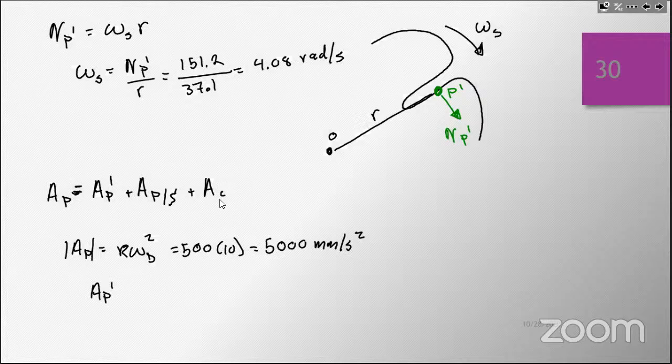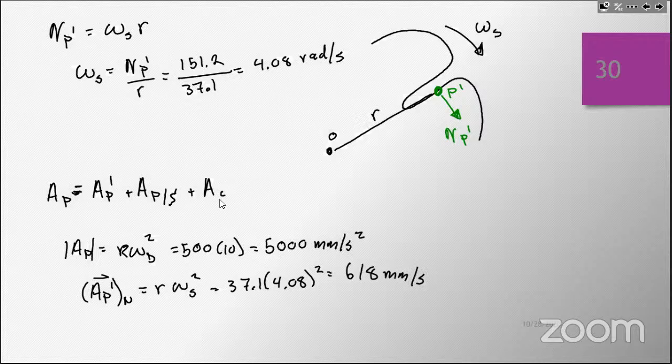We can talk about AP prime. This is going to have a normal component, which is r times omega s squared, which is 37.1 times 4.08 squared, which is 618 millimeters per second squared. There's also going to be a tangential component. The tangential component is what we need. We're going to end up picking up our alpha term that we need to solve for, alpha s.